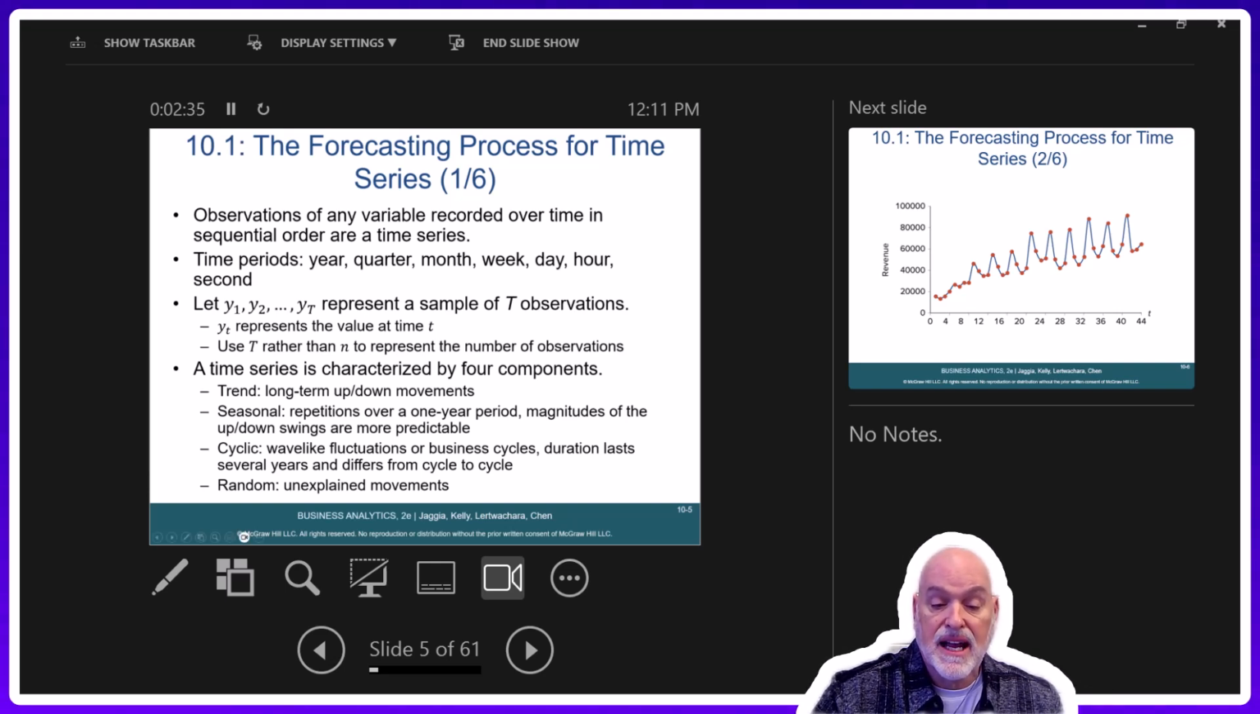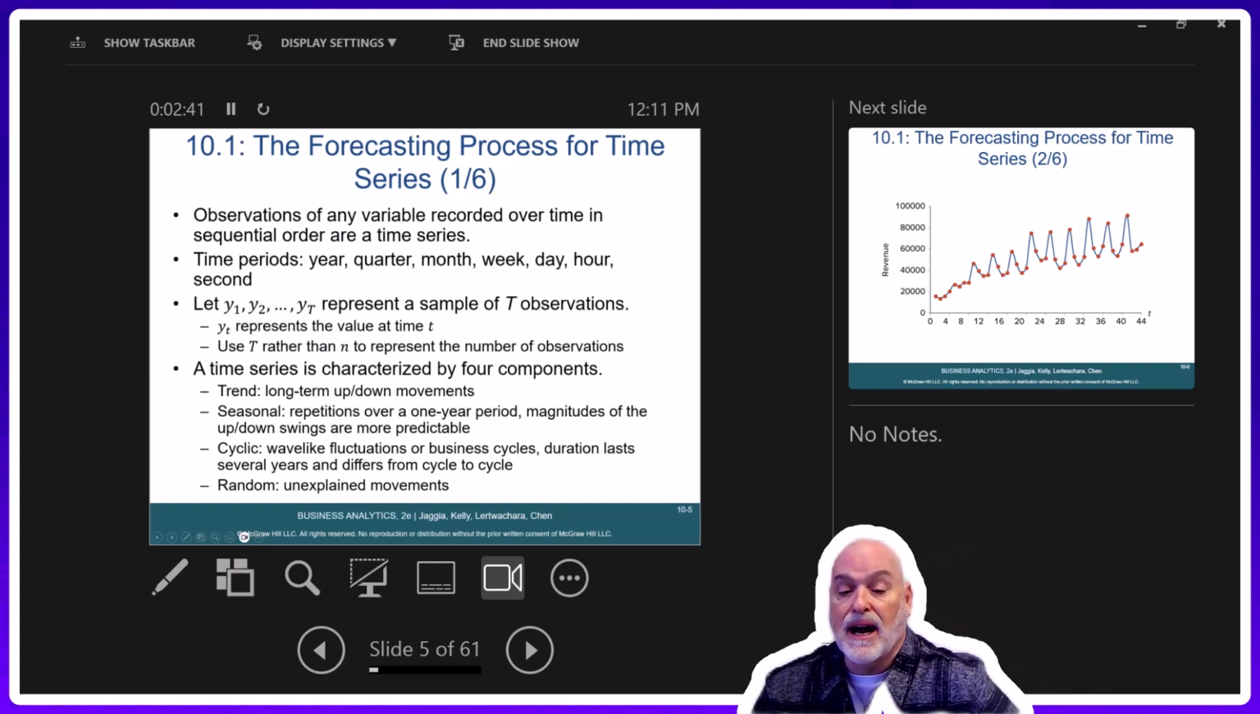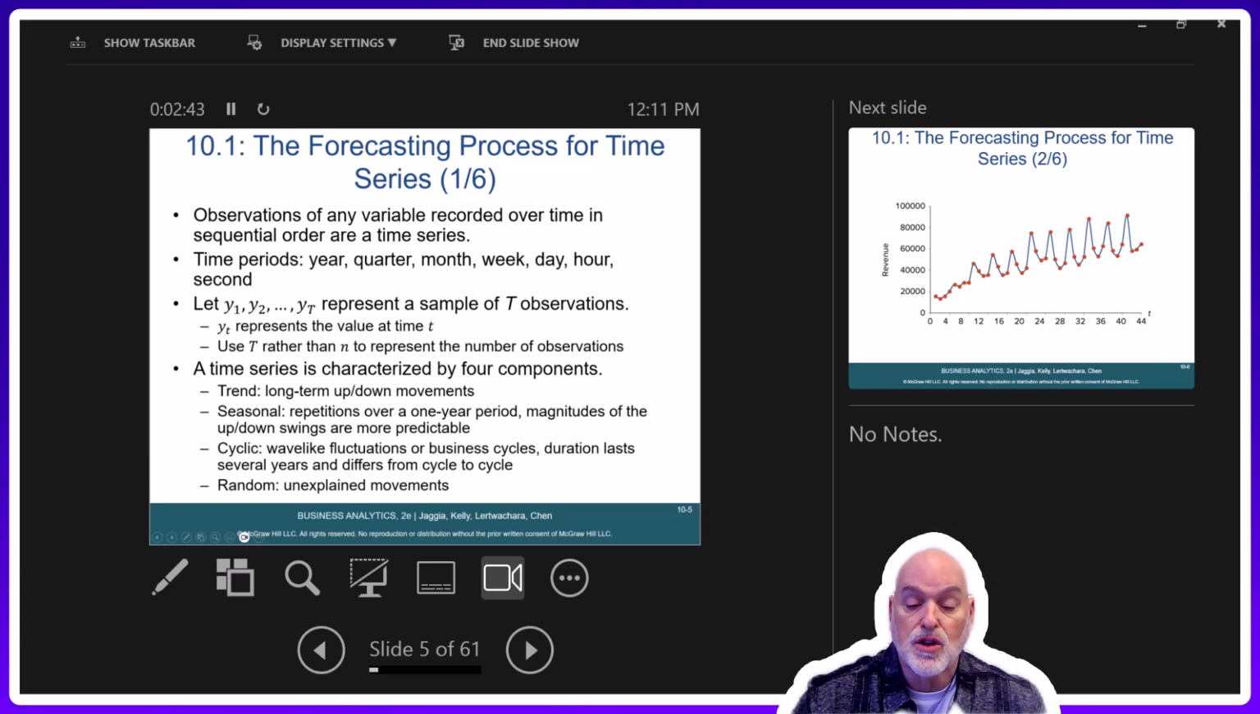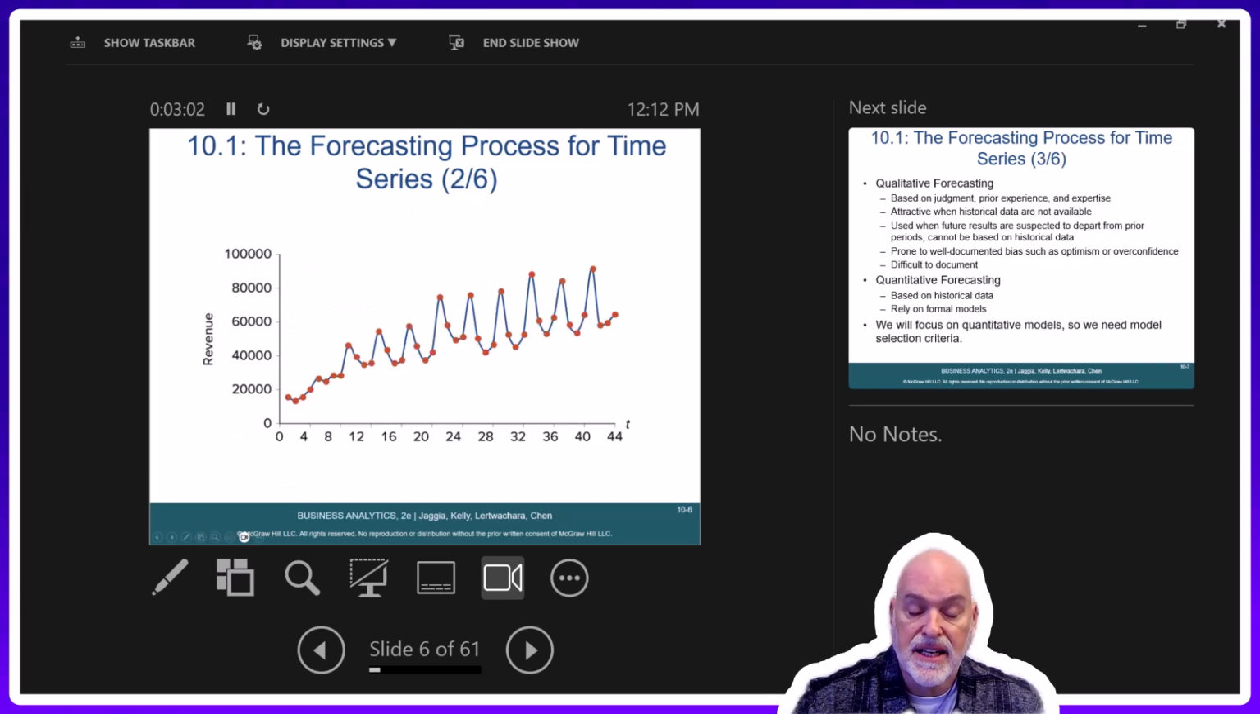A time series is characterized by four components: trend, long-term up-down movements; seasonal, repetitions over a one-year period, where the magnitudes of the up-down swings are more predictable; cyclic, wave-like fluctuations or business cycles, with durations that last several years and differ from cycle to cycle; and random, unexplained movements. And here is a graphical representation of the time series, this would be revenue for Apple, with the different time periods as well as the revenue amounts.